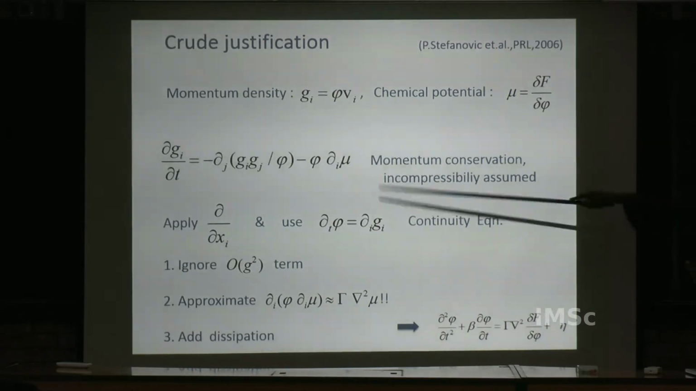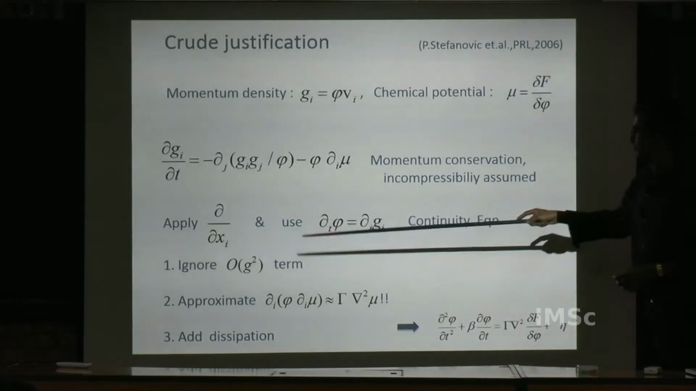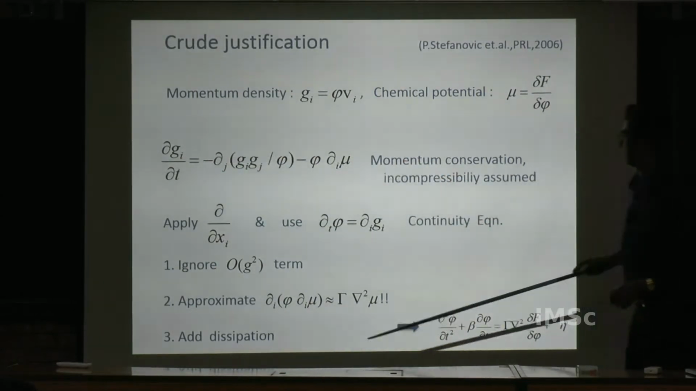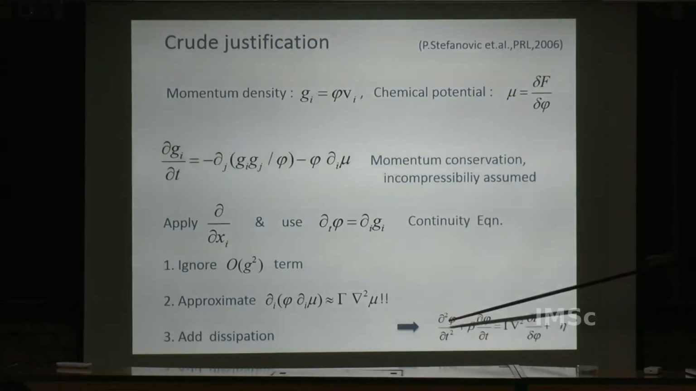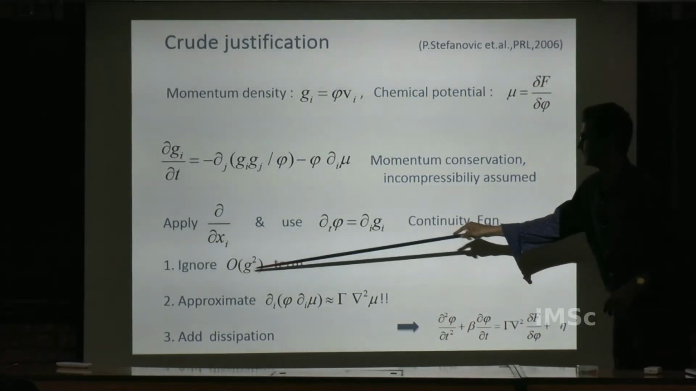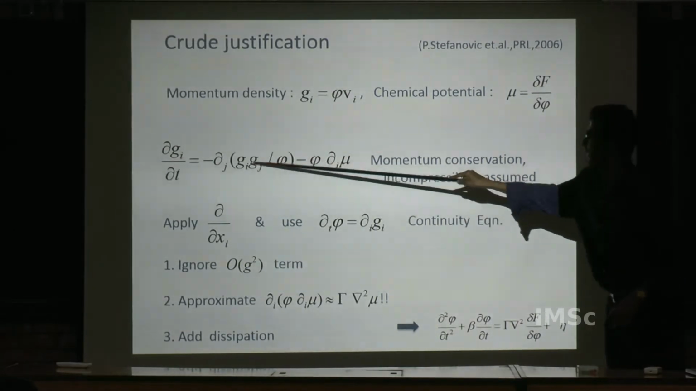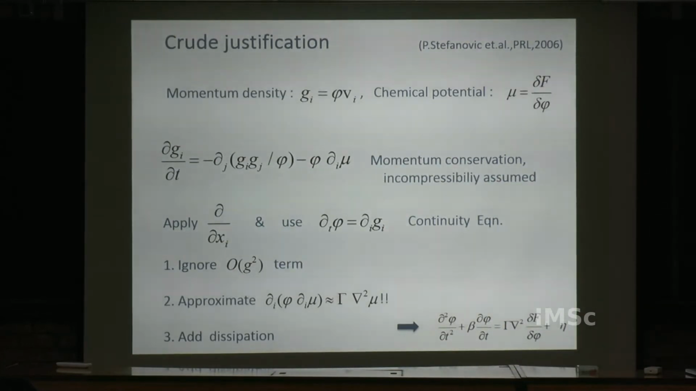Now you can manipulate these two, and so for example if you use a space derivative and use the continuity equation, you will finally come to this equation, provided you make certain approximations, some of which are somewhat outrageous according to me. So for example, this is not so bad: ignore the momentum squared term, which you regularly do when you throw out the nonlinearity when your Reynolds numbers are not high. Okay, so this is not so bad.